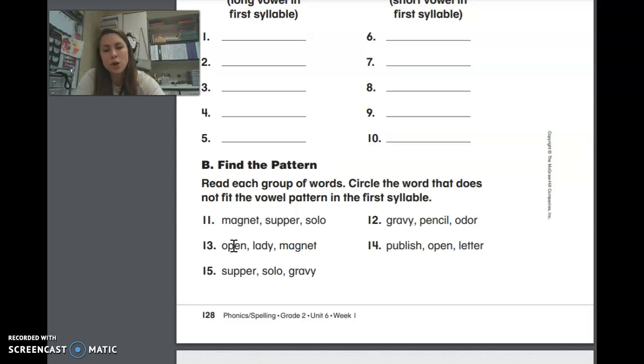Number 13, open, lady, magnet. Number 14, publish, open, letter. Number 15, supper, solo, gravy.